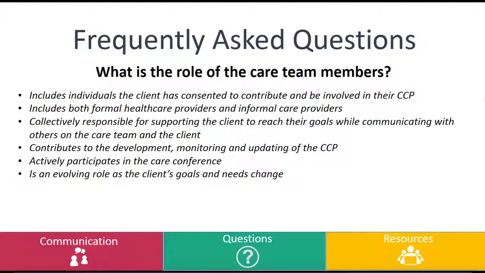If care team members have access to Health Partner Gateway, then they should update the coordinated care plan on the portal. And if they are in the paper format, then they should be updating their copy and informing the ICL of major updates if there are any that are needed. So just like the integrated care lead role, the care team members are also meant to be an evolving role and will be dictated by the client's goals and needs as they evolve throughout the process.